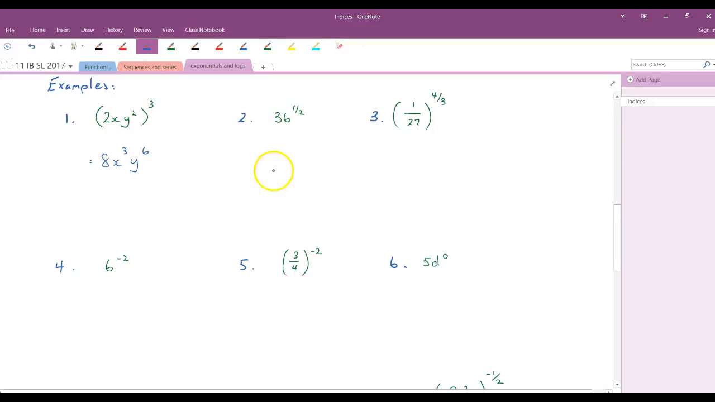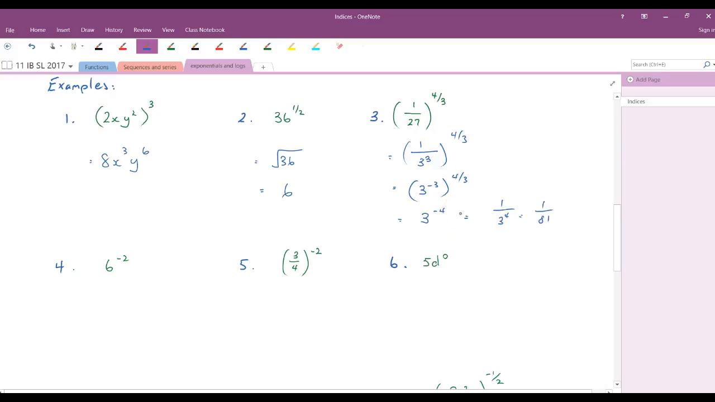Now over here in question 2, 36 to the half, well, that's equal to the square root of 36, is it not? Which is just equal to 6. And in question 3, 1/27th to the 4/3. We could do this a number of ways, but what I'm thinking is 1/27th is 1 over 3 cubed, to the 4/3. And 1 over 3 cubed is 3 to the minus 3, and that's to the 4/3. And I know that now I multiply these powers together to get 3 times minus 4/3, which is minus 4, and that is 1 over 3 to the power of 4, which is 1 over 81.